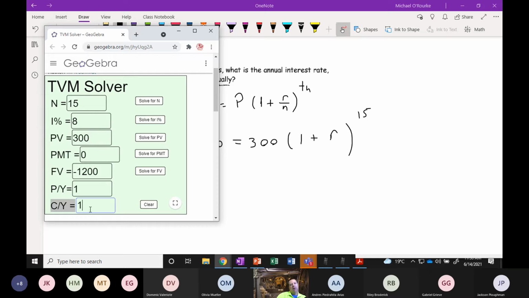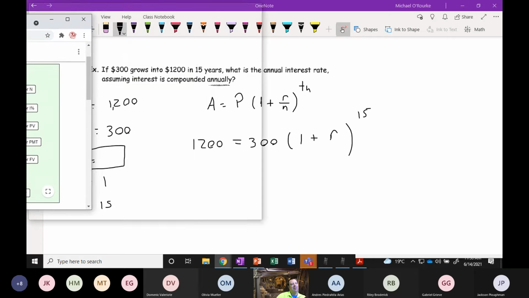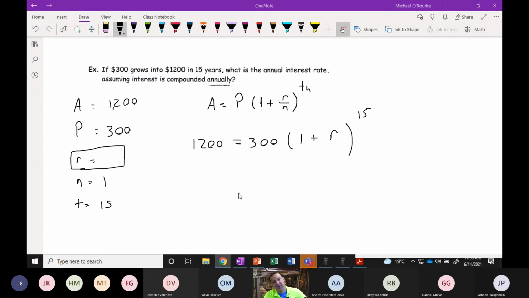Do I have any questions about how I set up my TVM solver? Now, if I want to solve for the interest rate, I just go solve for interest rate. And, oh my gosh, you're killing me, calculator. How come I didn't solve for it? $300, $1,200, 1, 15 years. All right, I'm going to come back to that. Something went wrong with it. Thank you, TVM solver.